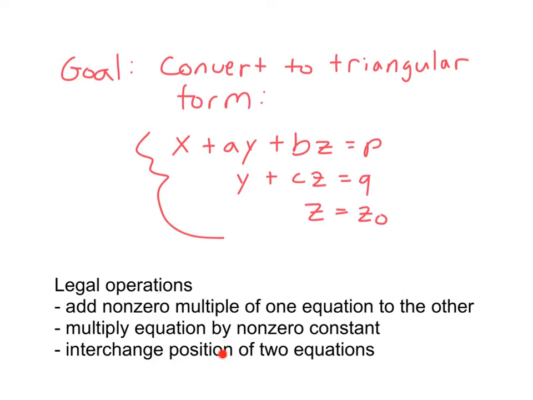Not allowed to do anything else. And the reason why this is the goal is because once we have our system of linear equations in this sort of format, then we can use back substitution. This will tell us what z is, plug that in here, figure out what y is, plug those 2 in here, and we can figure out what x is. Okay, so let's go ahead and get started with that example I showed in the beginning.